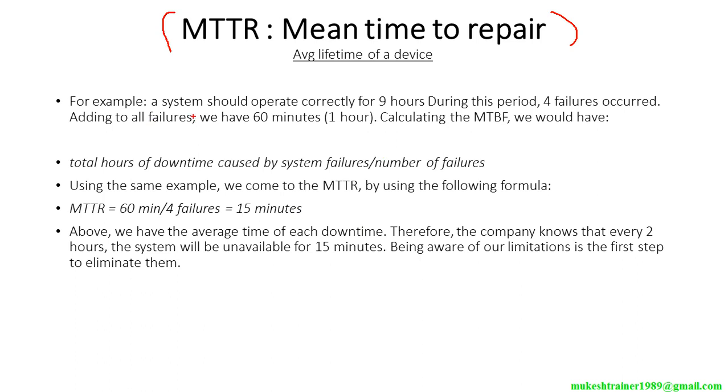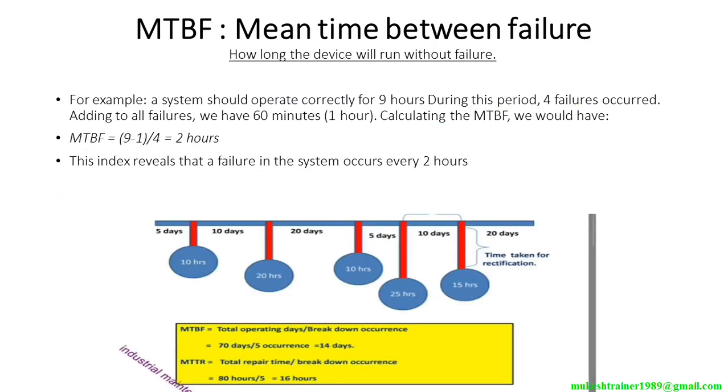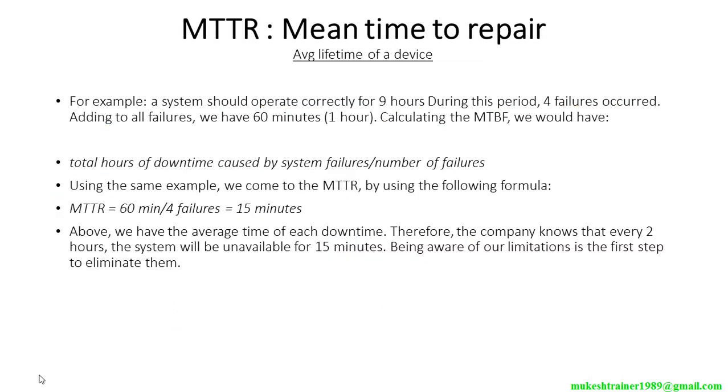Let us take another example. A system should operate correctly for 9 hours during this period. 4 failures occurred, adding up to 60 minutes, 1 hour. Calculating the MTTR, we take the total hours of downtime caused by the system failures and the number of failures. So here you can say 60 minutes divided by 4 equals 15 minutes, which we just discussed in the previous slide.